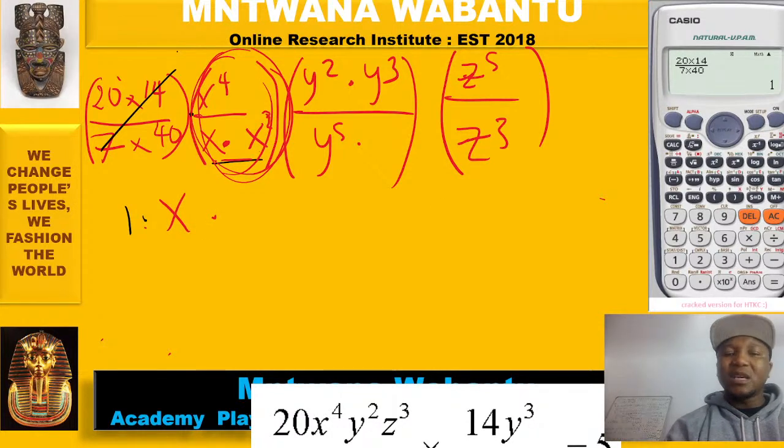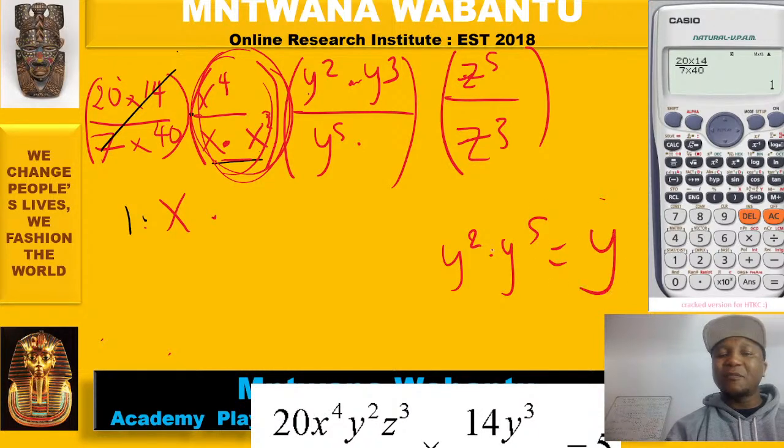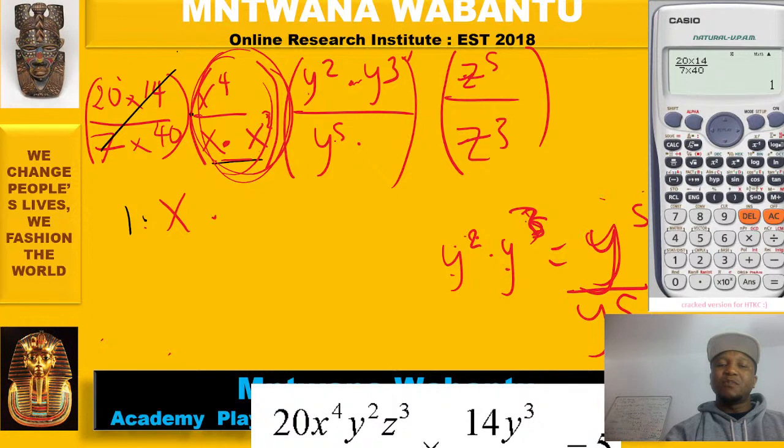For the second one, it's y squared times y power 5. Look, y squared times y power 5. The bases are the same, so I write only one base. 2 plus 3 equal to 5, because the bases are the same. And then over y power 5 at the bottom.